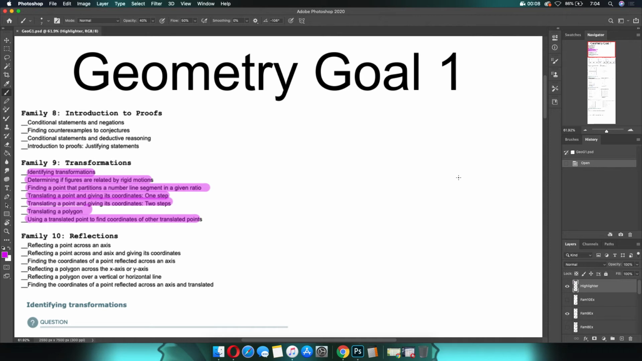We're starting to hit the end of the chapter. Only 2 more families left. Transformations is going to be our next big thing, and then we'll round off with reflections.